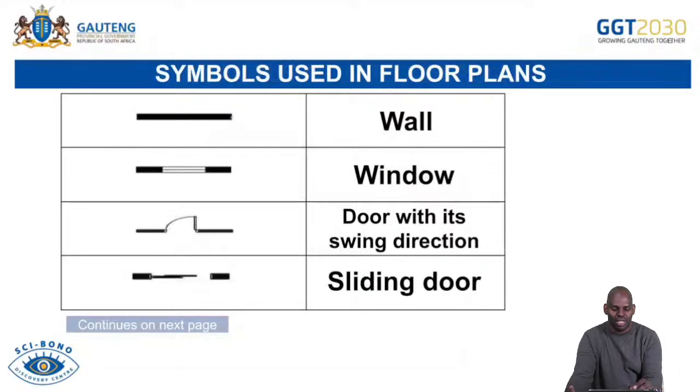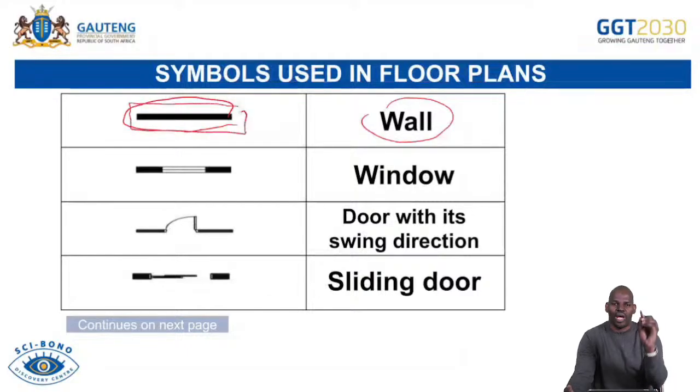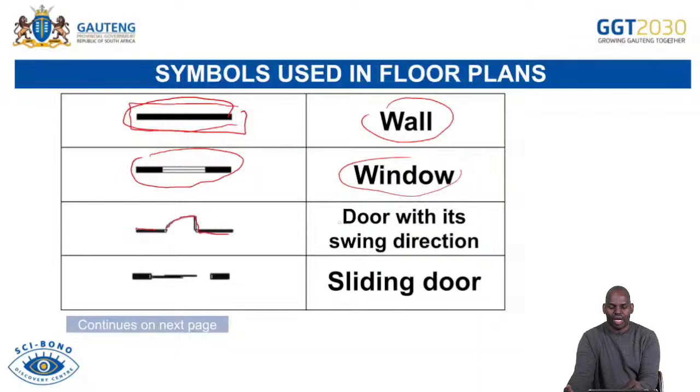For instance, they might give you a symbol like this one. They say this one represents a wall. So whenever you see a solid line like this on a plan, you'll know that line represents a wall. If you see a symbol like this one, that will represent a window. If you see a symbol like this one, that will represent a door with its swing direction. In which direction is it swinging? If you look at this one, it goes in this direction, so it swings to the right-hand side.